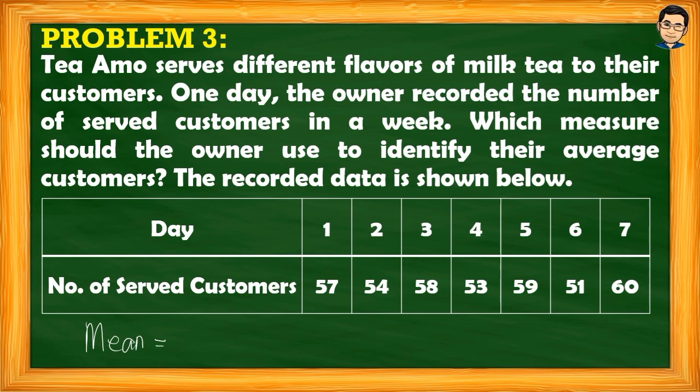So, check natin yung kanyang mean. So, i-add natin from 57 to 60. So, 57 plus 54 plus 58 plus 53 plus 59 plus 51 plus 60, we have 392. And then, i-divide natin yung 392 by 7, ang makukuha nating sagot is 56. And yung 56, malapit-lapit po siya sa mga number of served customers. Ayan, 57, 58, ayan, malalapit siya. Kaya, ang akma na gamitin natin dyan is mean.